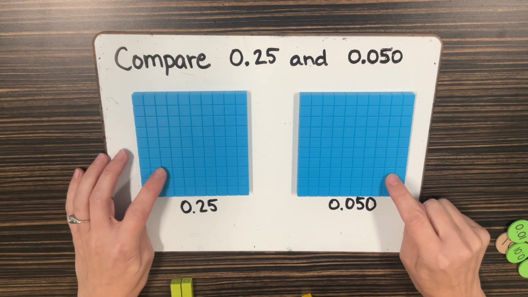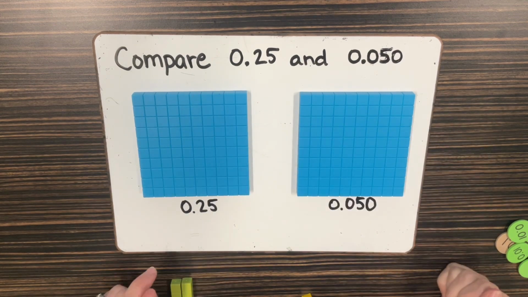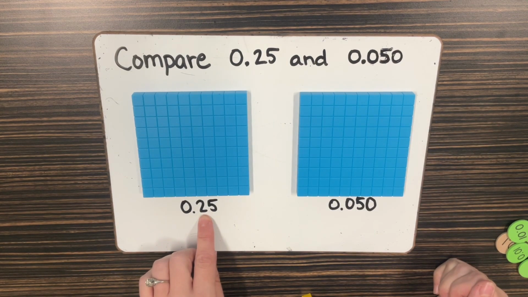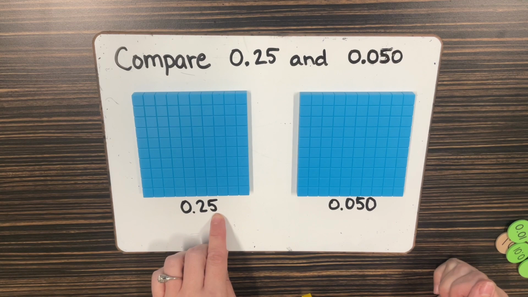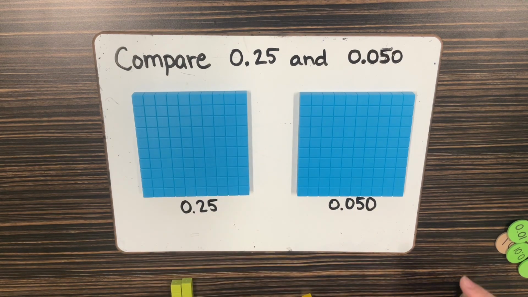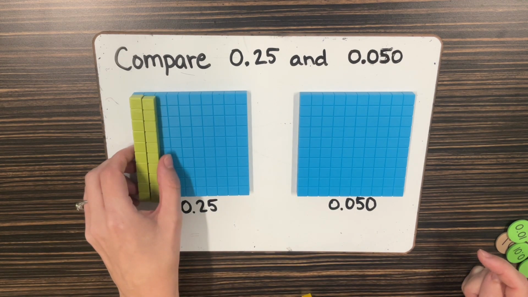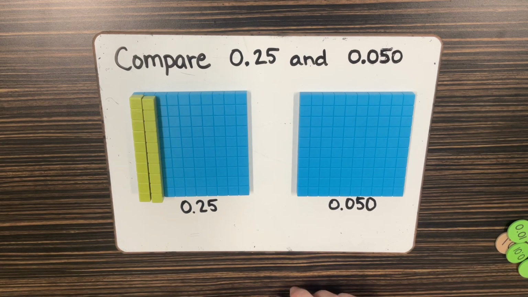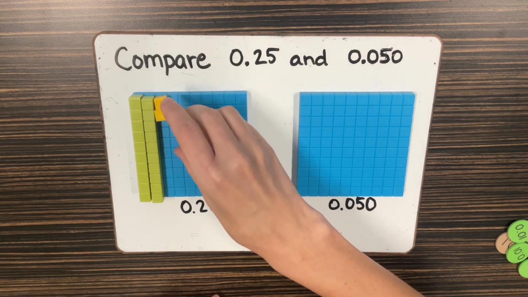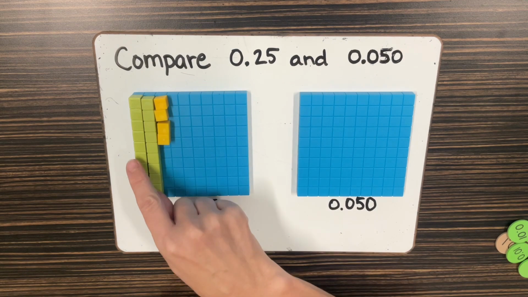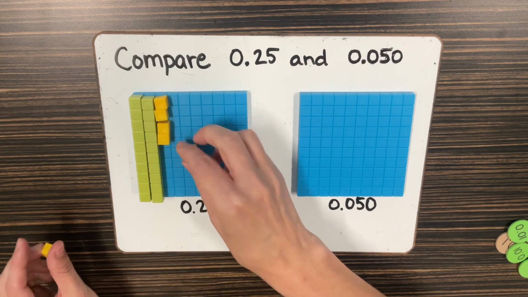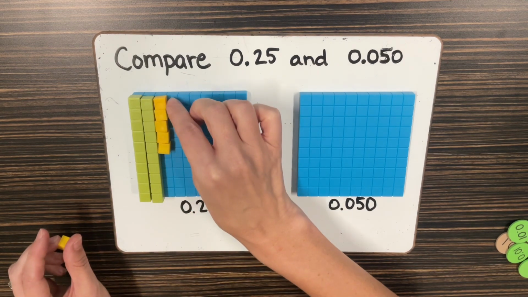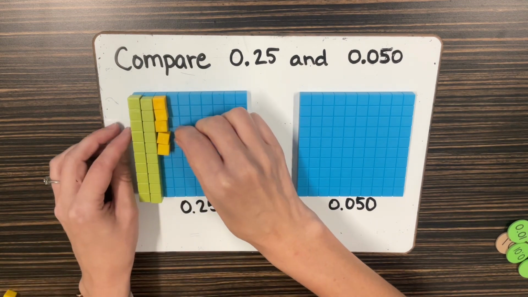I'm starting with base 10 blocks. This is 1 whole and 1 whole, and I want 2 tenths and 5 hundredths. If this is 100, that means I have 2 tenths and 5 hundredths to compare, or I can say it's 25 hundredths. There's 25 out of 100 here.